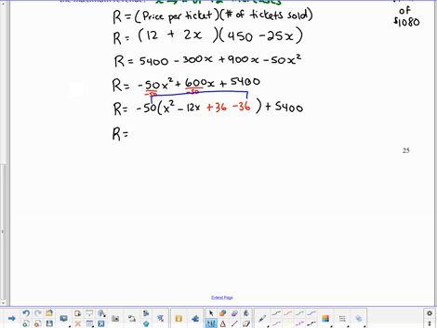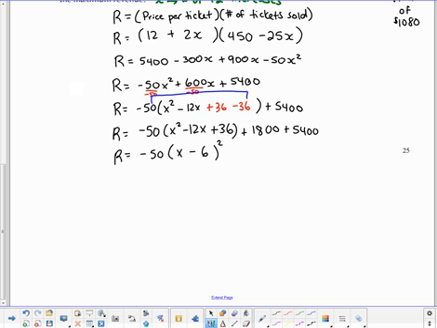We have negative 50, x squared, minus 12x plus 36. What is negative 50 times negative 36? 1,800, thank you. And last, let's write it in factored form and collect like terms. So we get x, what? Minus 6, good, squared, plus 72.